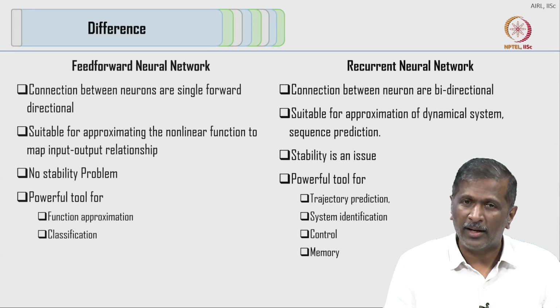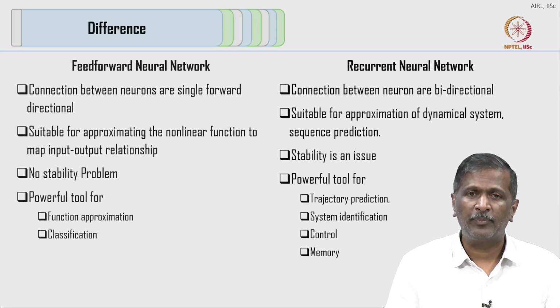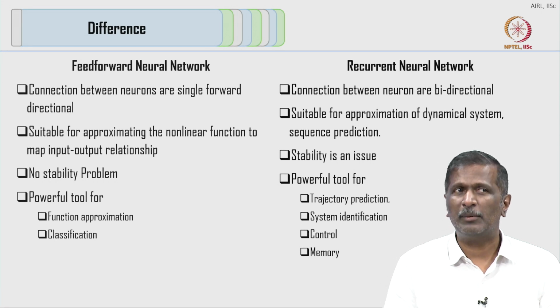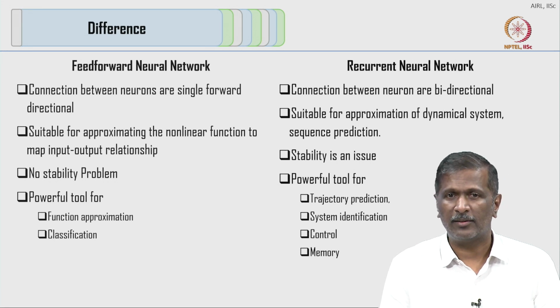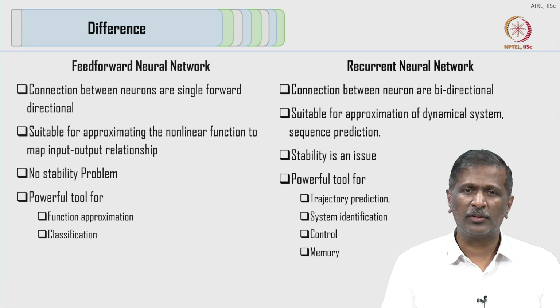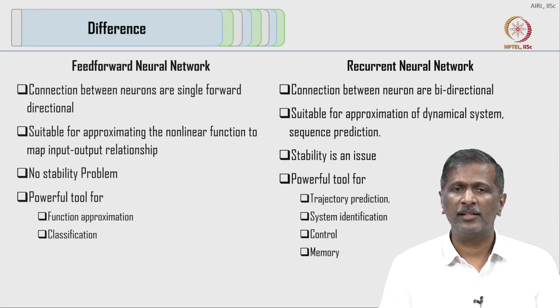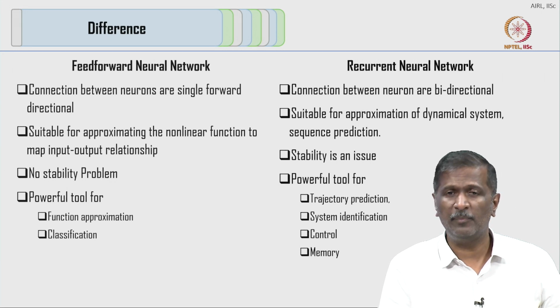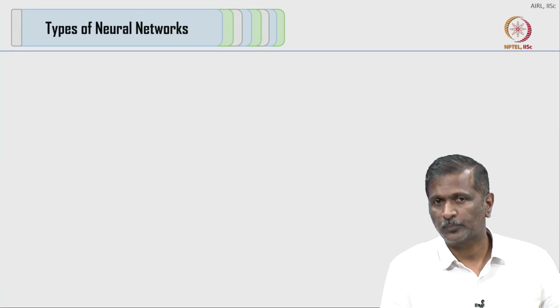I included one additional application called memory. A recurrent neural network is suitable for memory. For example, if I give an image which is partially corrupted, it will be able to regenerate the missing parts. So, with stored data, it is easier to recover the original information from partial inputs.